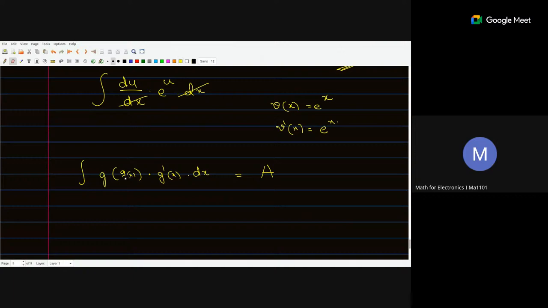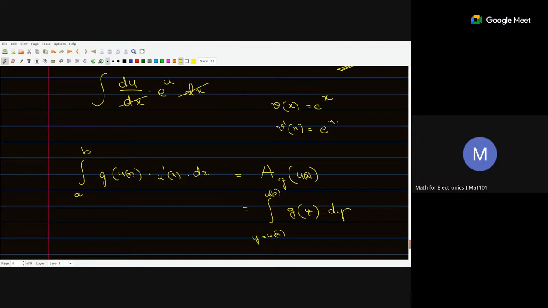Okay, let's use their slide's expression. So if you have something like g of u of x times u prime of x dx, then this is the antiderivative function, g of u of x. Or how will it look? This will be the integral of g of some y, okay, if there are some limits a to b, then this y limit will be u of a to u of b.